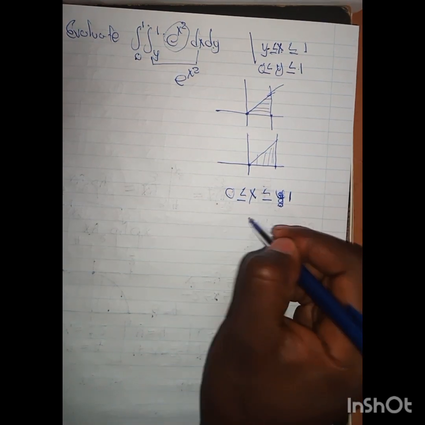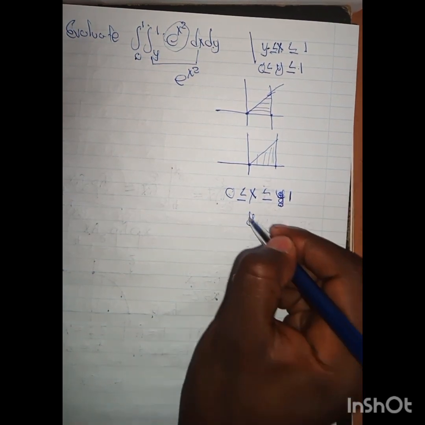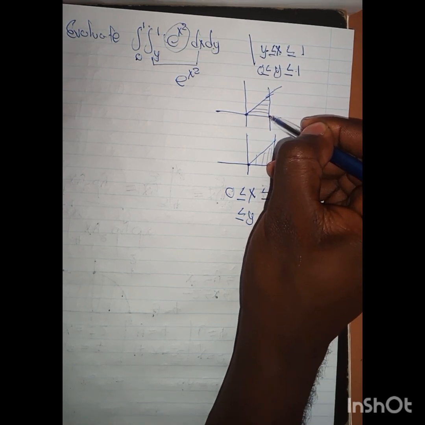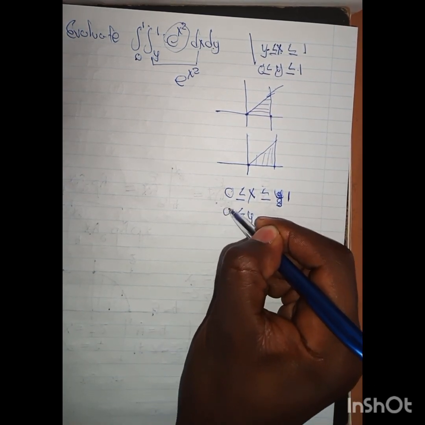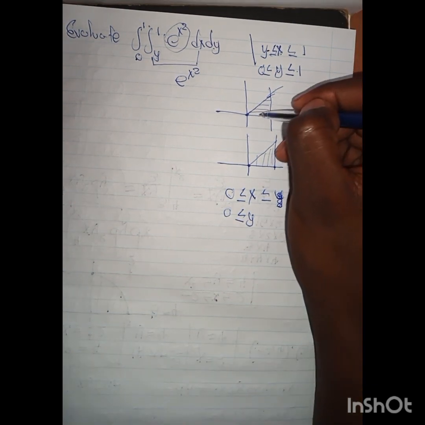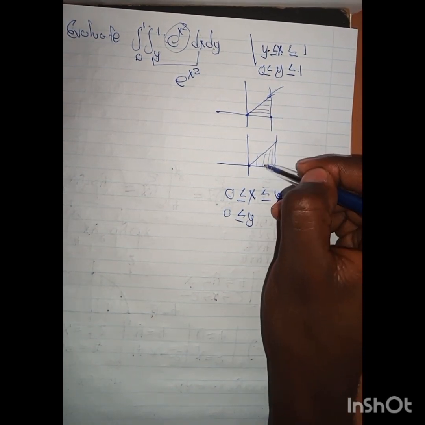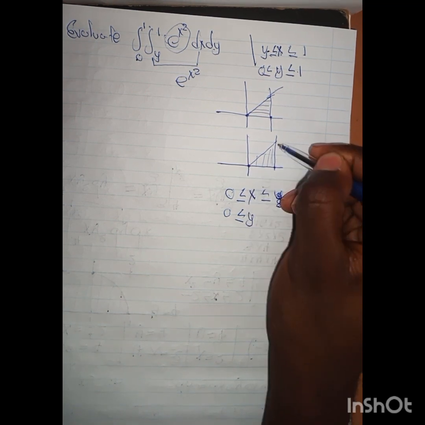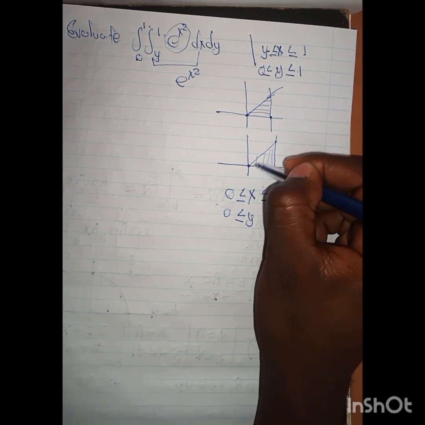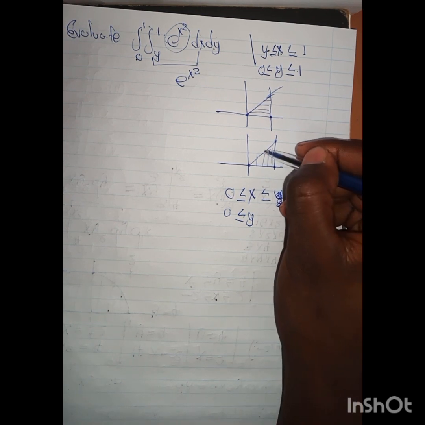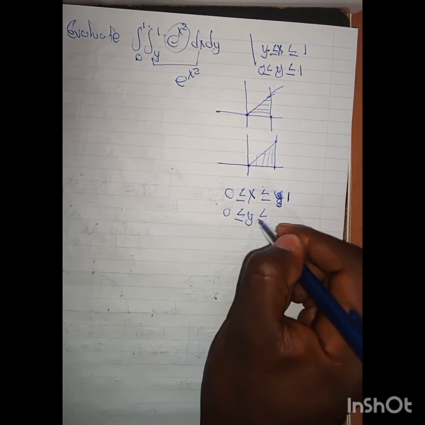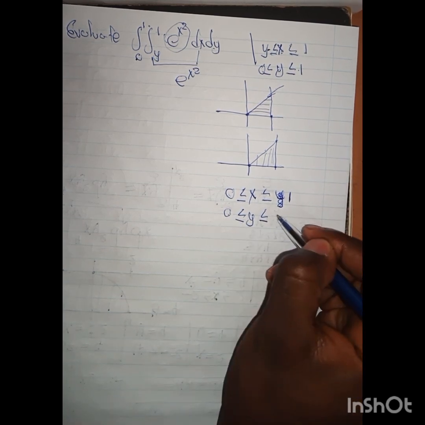So how about y? Let us look at y. From this point we have y as 0, so it means y will start from 0 going up. When we go up, considering this point and this point where the two meet, this is the line y equals to x. So it means y will start from 0 to x.